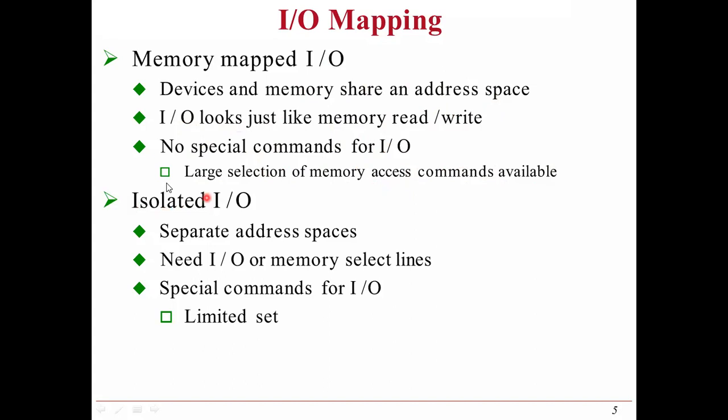Next, isolated IO. That is separate address spaces. That means devices and memory use separate address spaces, whereas the same address space is used in memory mapped IO. Here we need IO or memory select lines, and special commands for IO. Some limited set of commands are there.